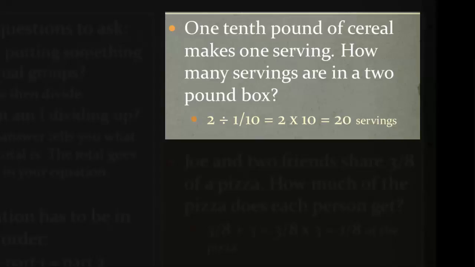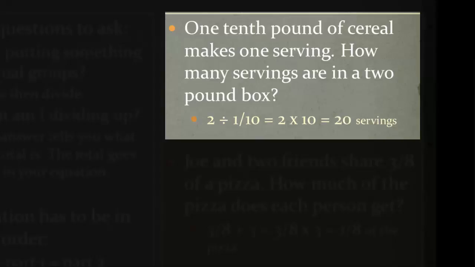So the first one says, 1/10 pound of cereal makes one serving. How many servings are in a 2-pound box? So the first question I asked you to say to yourself is, am I putting something into equal groups? And in this case you're taking a 2-pound box of cereal and you're breaking it down to even 1/10 pound servings. And so this has to be division. But the question still remains is, how are we going to write our equation out to make sure that the division is set up properly?